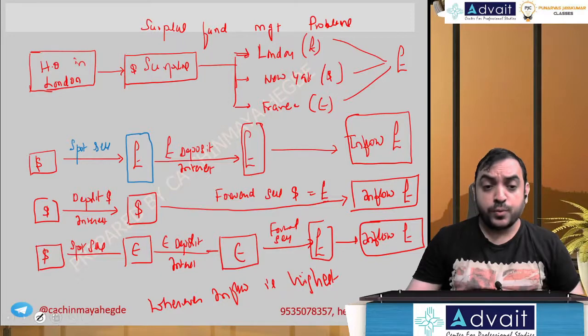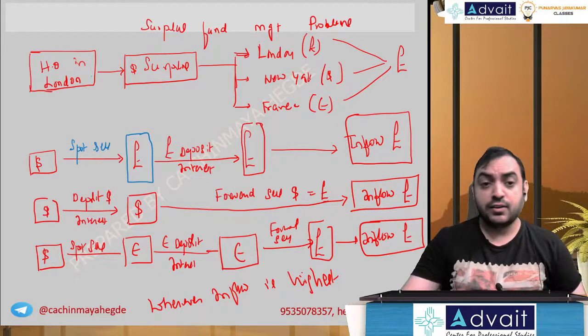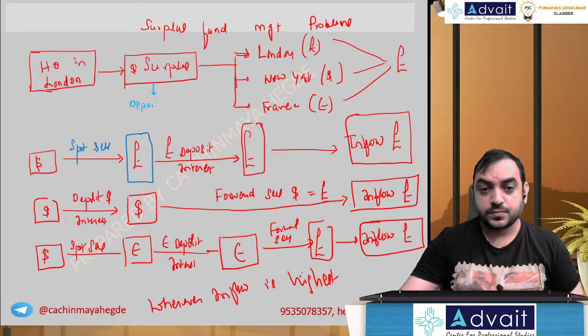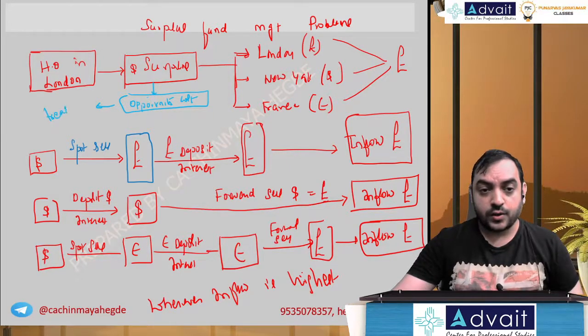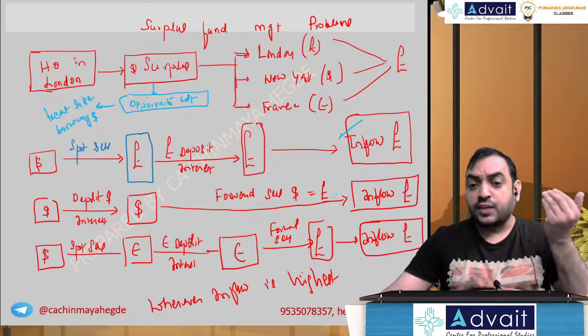Okay, and sometimes there will be one more area. They will tell you the opportunity cost of dollars, something like that. If they give you an opportunity cost for this dollar surplus, then for problem-solving purposes you treat it like borrowing in dollars. So in each option, what will you have? Inflow in pounds is okay.